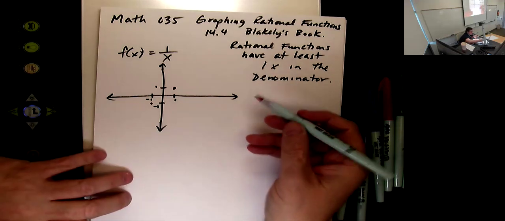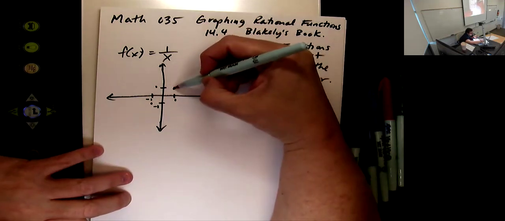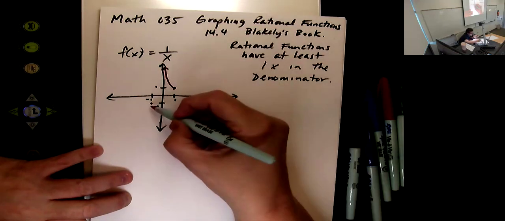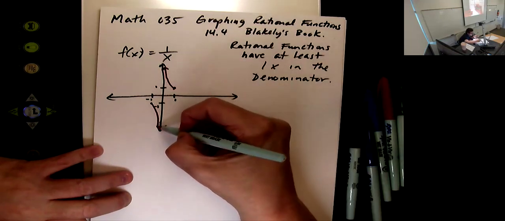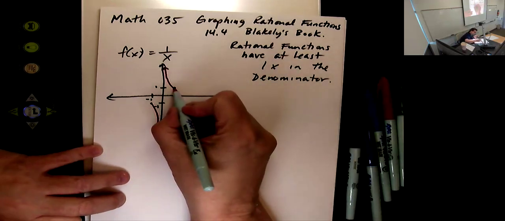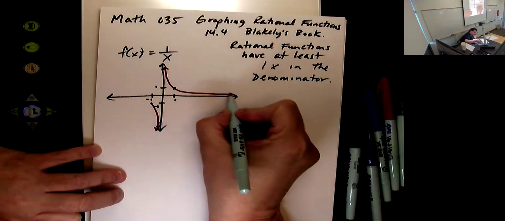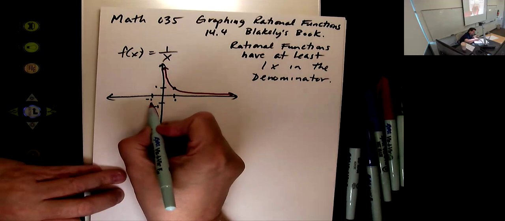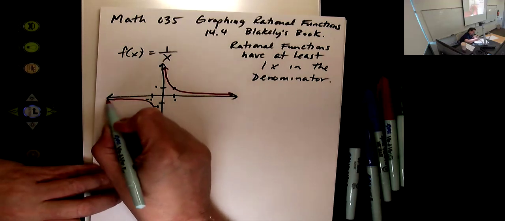So those points are on there, but as we get closer to 0, our graph approaches the y-axis but does not cross it. As x gets really large, it approaches the x-axis, but it doesn't cross it. And when x gets really negative, it approaches the x-axis again, but doesn't cross it.